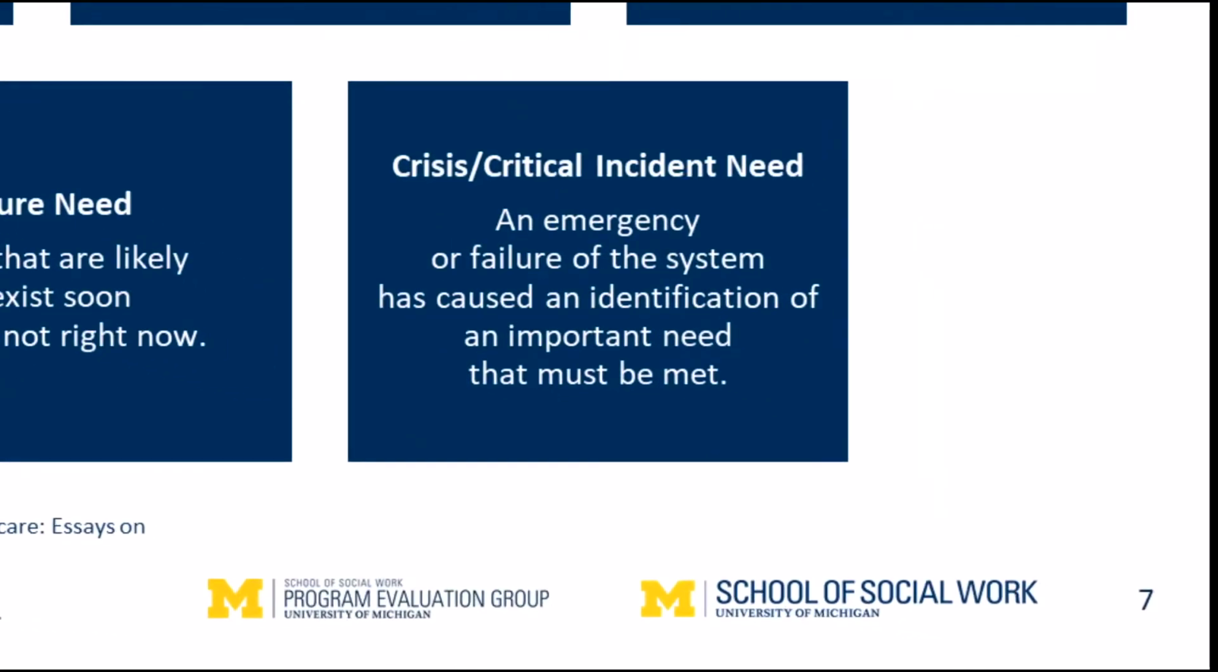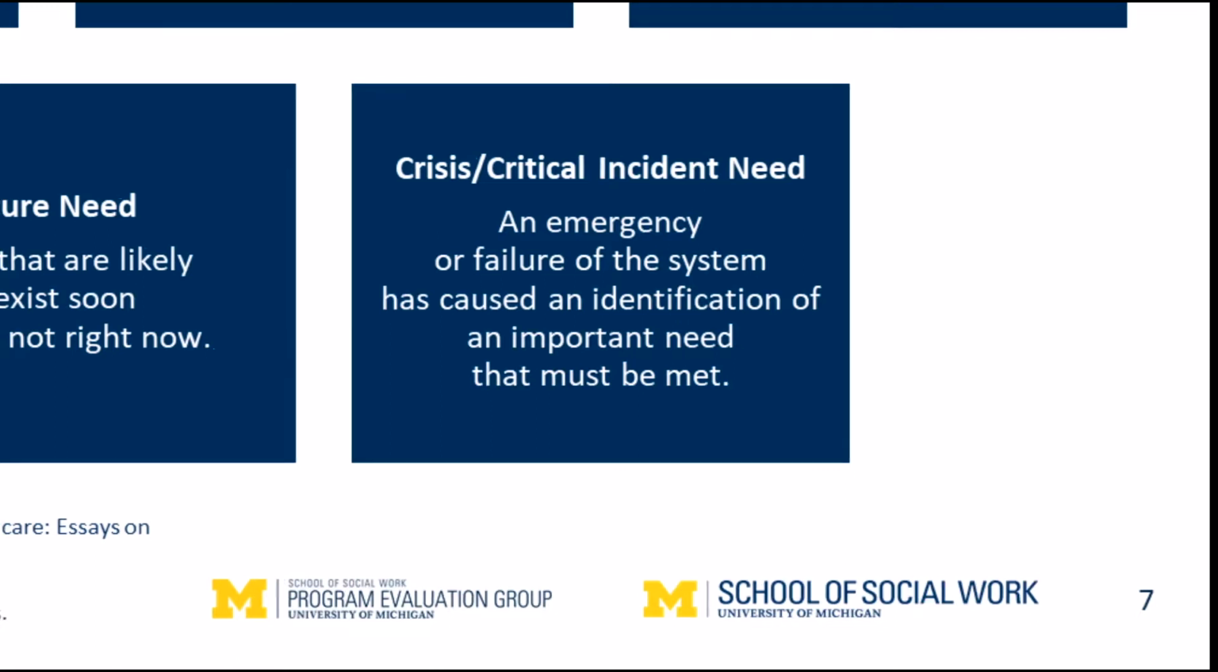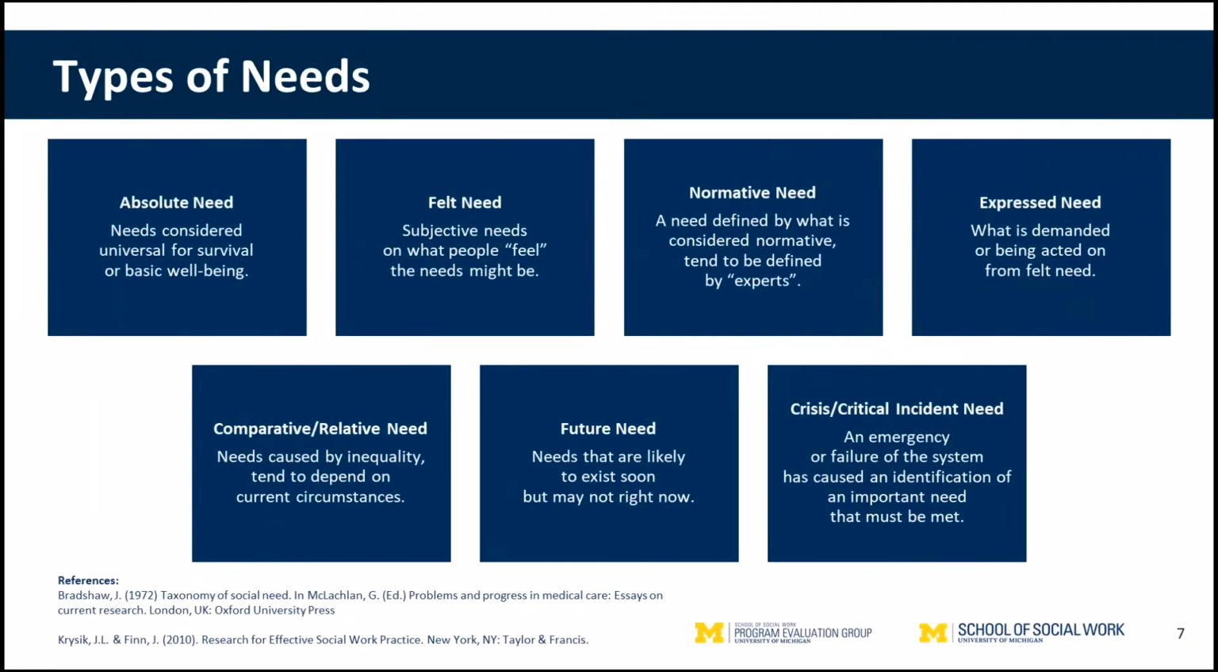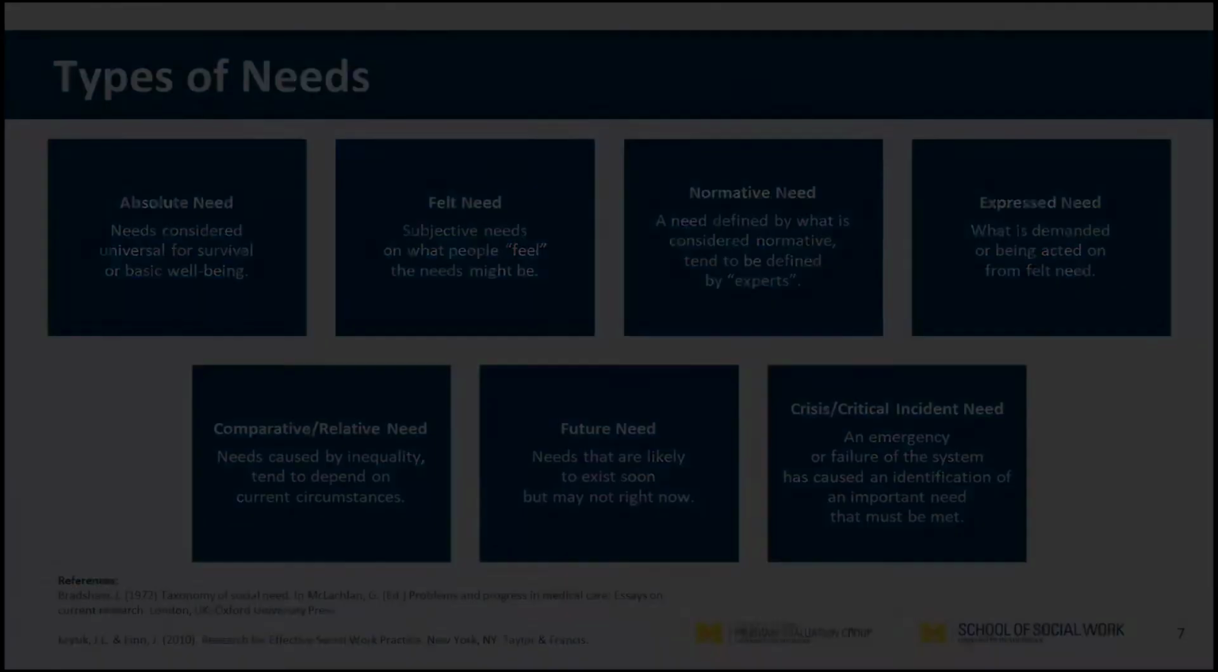Lastly is crisis or critical incident need. This is unfortunately when something has already happened, already gone wrong, an emergency or a failure of the system has occurred, and we're problem solving from behind. An example of this might be making sure that all youth in Detroit have equitable access to internet and computers. But unfortunately, this didn't happen until the public schools were forced to go online during the pandemic. Then it became a crisis or a critical incident need.